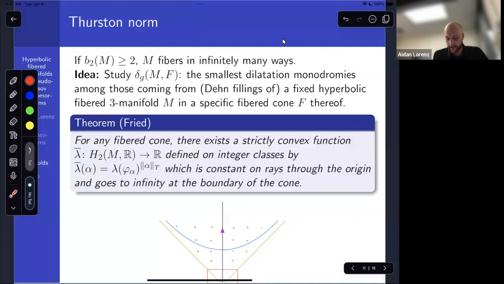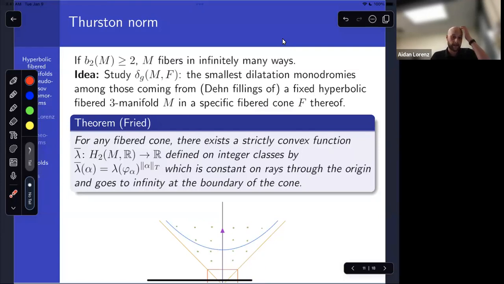So this blue line is going to infinity at the boundary of the cone. It's strictly convex. And this function is constant on rays through the origin. So really, just drawing a line like this encapsulates all the information, right? This point has the same normalized dilation as this point, has the same normalized dilation as this point. This purple ray here is going straight through the minimizer of this normalized dilatation function, the minimum, which again exists because of strict convexity.